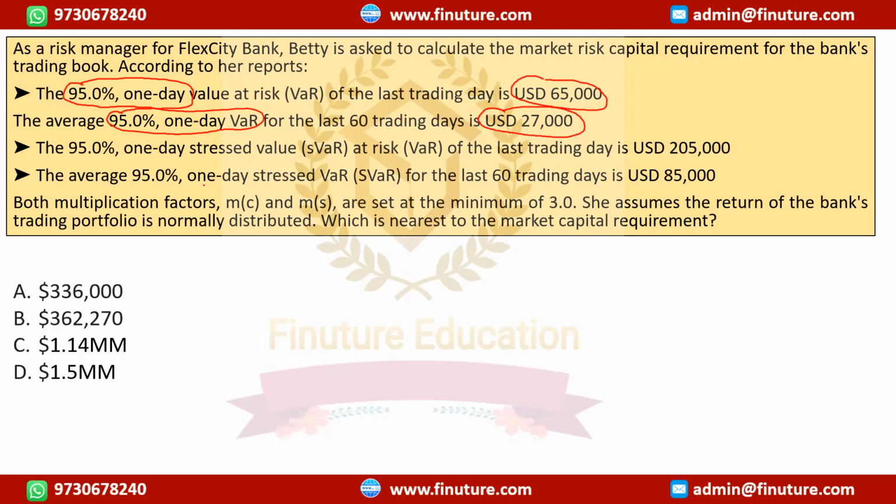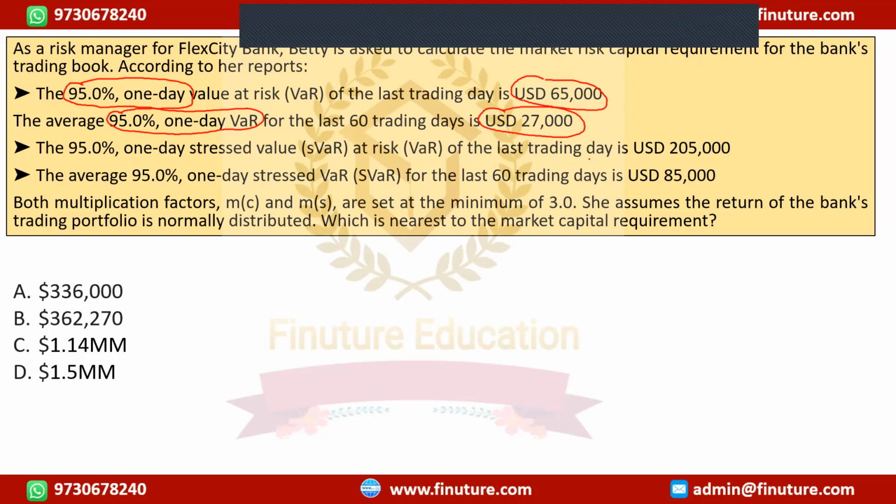So the 95% one-day stressed VaR is $205,000, and the 95% one-day stressed VaR average, again see everywhere it is 95% one day. I keep highlighting this because this is the key information that we need to factor into our calculation, and the rest should come along. The stressed VaR average for the last 60 days is 85,000.